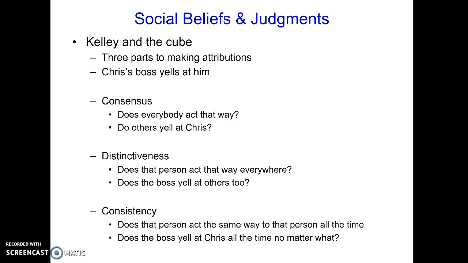All right. So we have these three variables. The way I tell my students to remember this is with a combination called CDC: consensus, distinctiveness, consistency. And what we do is we use this information to determine, is Chris just incompetent or is Kathy Kane mean? All right, so that's what we're doing here.